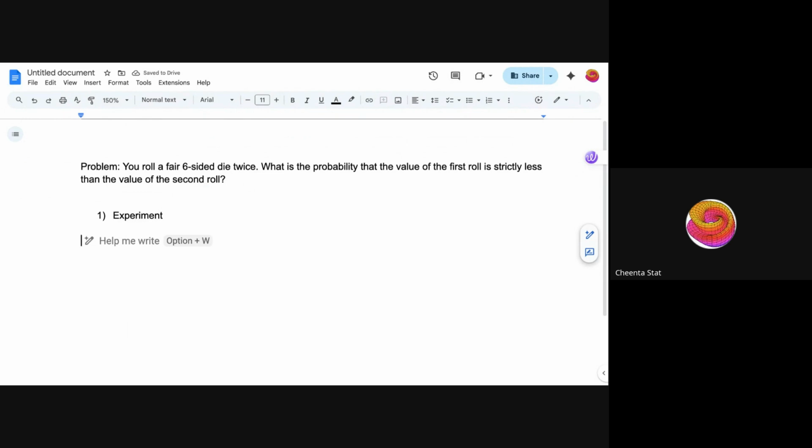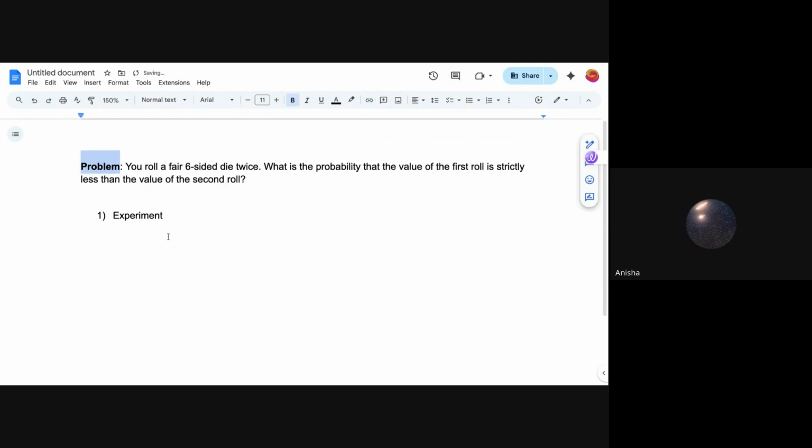Probabilistically, it's a different experiment, right? So what's an experiment? A certain action to get certain outcomes. Yes. So what is the experiment here? Rolling a six-sided die twice. Exactly.